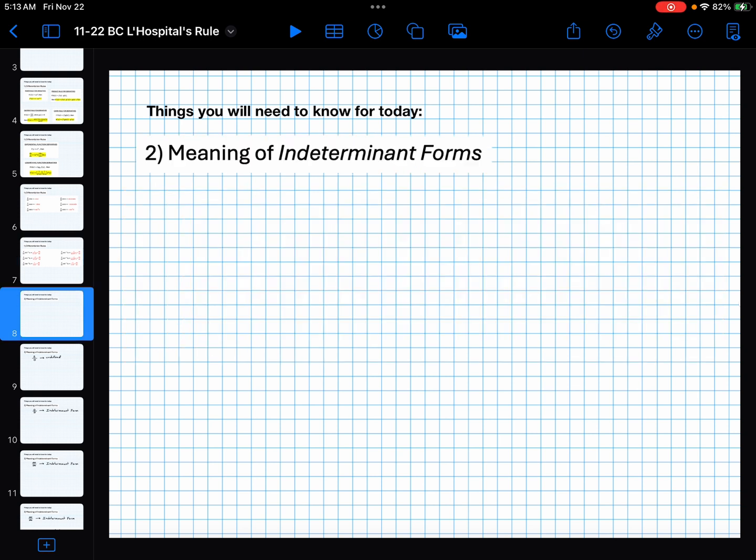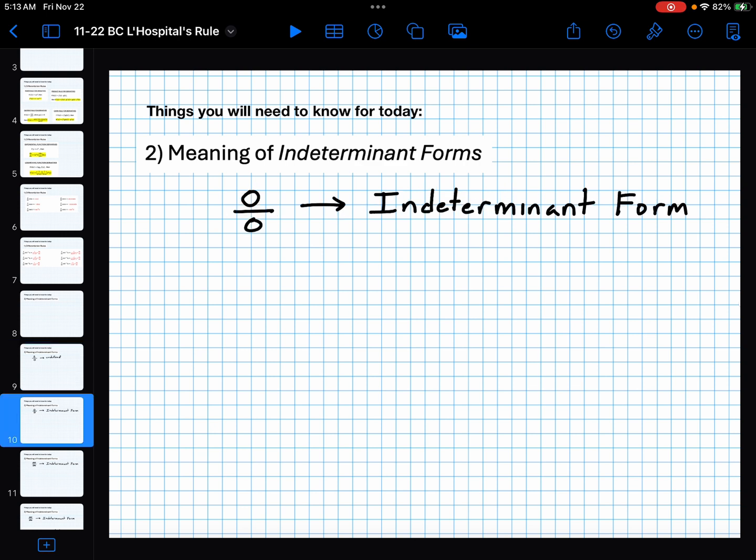The second thing is the meaning of indeterminate forms. Now, generally, when you have a fraction and the numerator is not equal to 0, but the denominator is, we call that undefined. But there's a special case. What happens if both the numerator and the denominator are equal to 0? That's called an indeterminate form, not undefined. Undefined is only the denominator equal to 0.